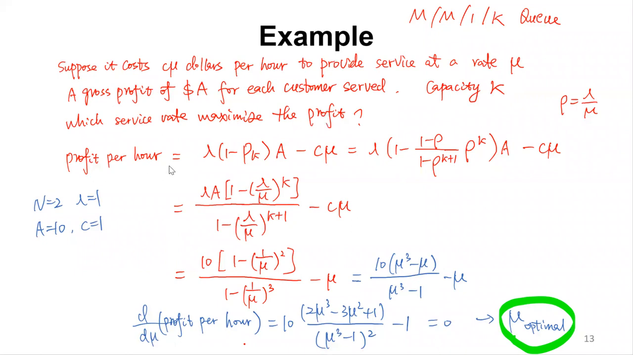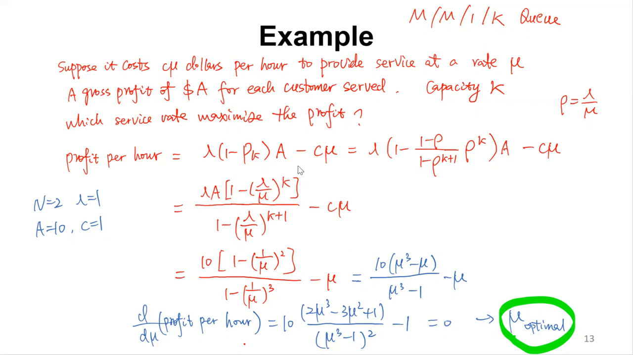You see, profit per hour, with rho still equal to lambda over mu. Lambda here is for the entering customers, the arrival rate of entering customers, lambda (1 minus pK). For entering customers, at this rate, you are going to have a gross profit A. And it costs C mu per hour. So this is per hour that you get a profit from the customer.